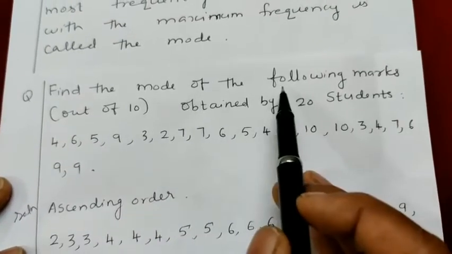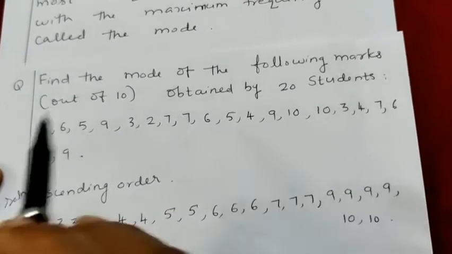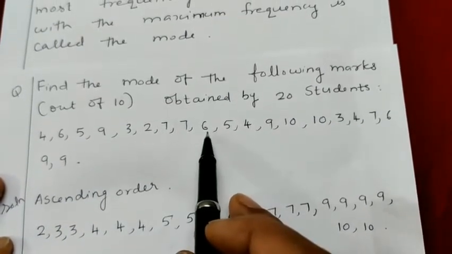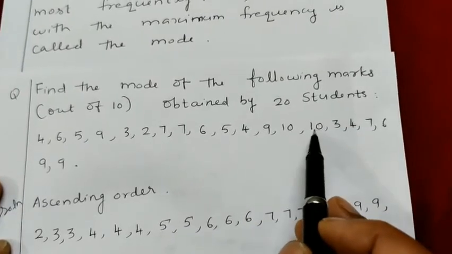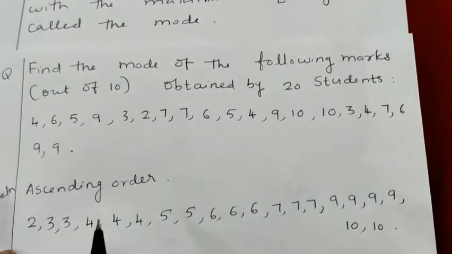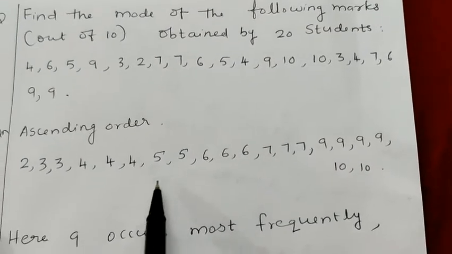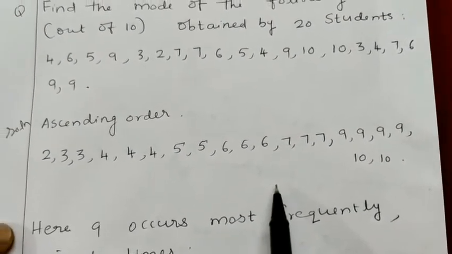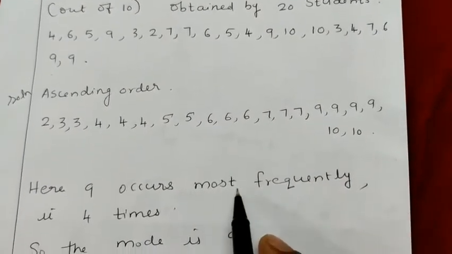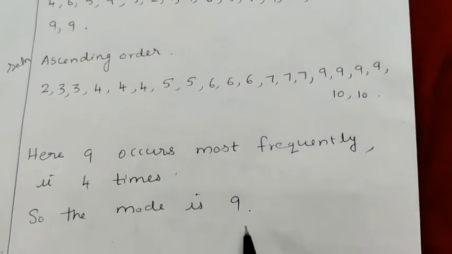Find the mode of the following marks out of 10 obtained by 20 students: 4, 6, 5, 9, 3, 2, 7, 7, 6, 5, 4, 9, 10, 10, 3, 4, 7, 6, 9, 9. First we have to arrange this in ascending order. So I have arranged this in ascending order here. Now check which observation occurs most frequently. Here 9 occurs most frequently, that is 4 times. So the mode is 9 here.